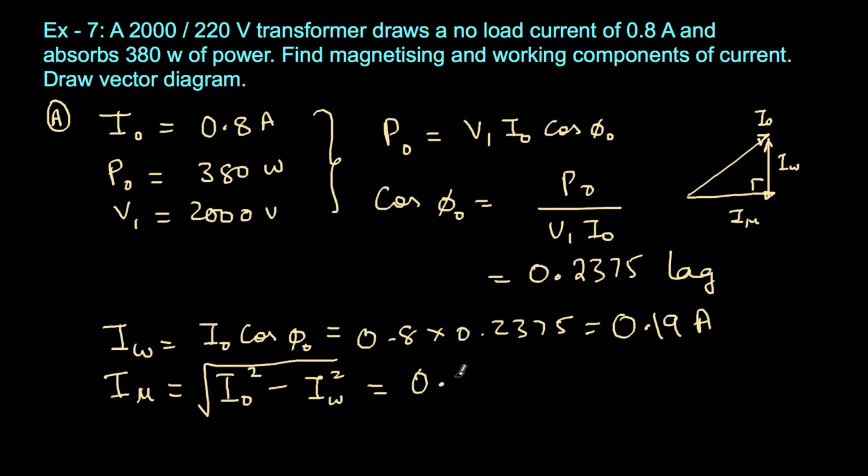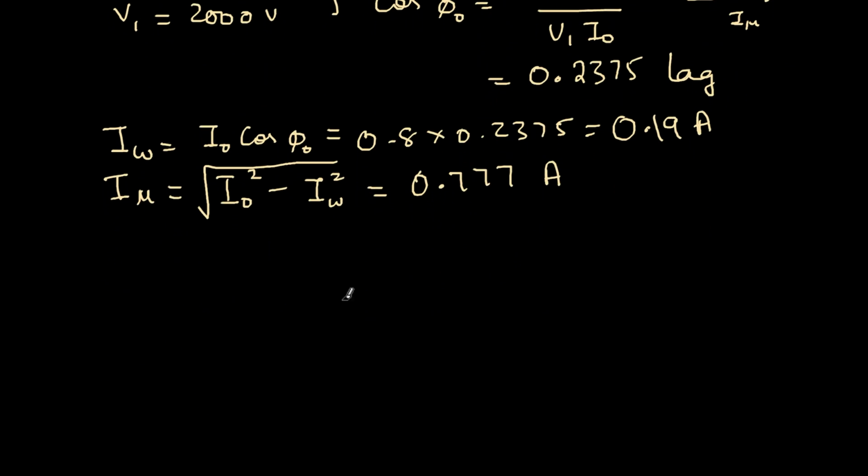So 0.777 amperes is the I mu. In fact, that is what is asked in the question: find the magnetizing and working components of the current and draw the vector diagram. So let's draw the vector diagram. How does the vector diagram look? This is basically the reference, but it is considered as vertical. So this is V1, which is 2000 volts.